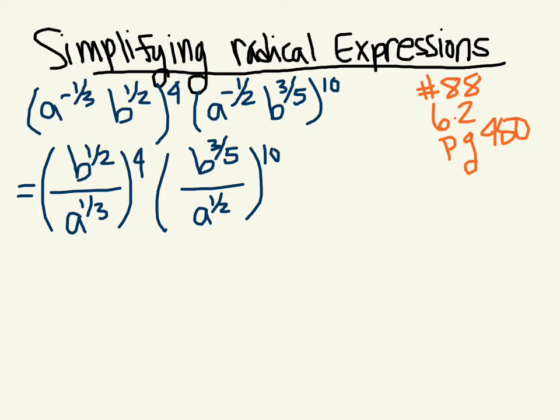Now my next step is to go ahead and distribute those exponents. So I'm going to take the 4 and distribute it to both the numerator and the denominator. And I'm going to do the exact same thing with the 10 over here, distribute it to its numerator and denominator. Now remember, the rule I'm using is the one that says a over b to the n is equal to a to the n over b to the n. We have a rule that says that, so that's the one I'm going to use.